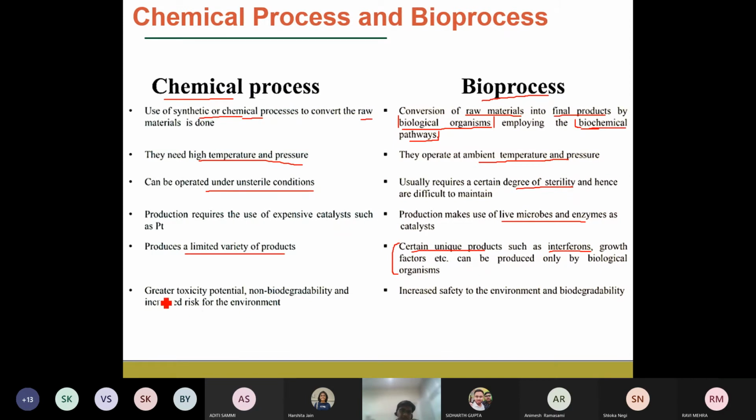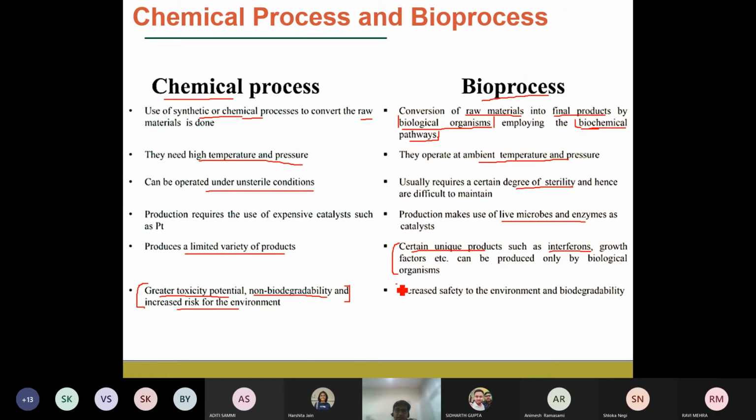If you look at the chemical process, the overall process is highly toxic, with greater toxicity. Another issue is non-biodegradability and increased risks to the environment. The chemicals and byproducts produced have high toxicity and non-degradability, and they are not sustainable. So they are not suitable for the environment, and you need additional processes and techniques, for example, to purify the byproducts produced by those industries. But monitoring of that is not quite done in a better way.